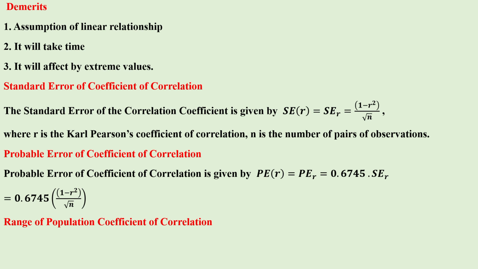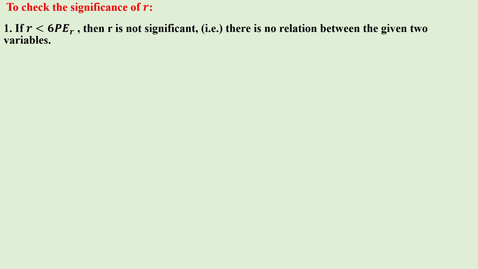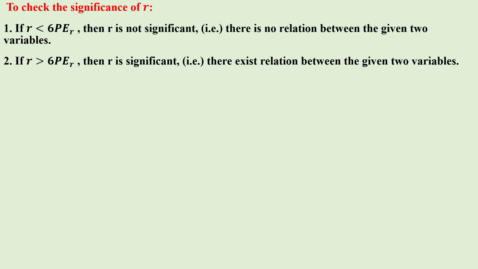Range of the population coefficient of correlation. With the help of the probable error, we can find the range in which the population coefficient of correlation, rho, lies, by using the following relationship: rho is equal to r plus or minus the probable error of r. To check the significance of r: if r is less than 6 into the probable error, then r is not significant, that is, there is no relation between the given two variables. If r is greater than 6 into the probable error, then r is significant; there exists a relation between the given two variables.